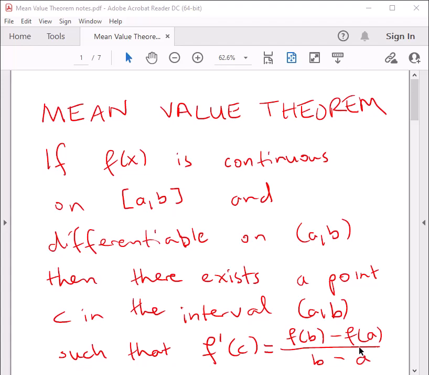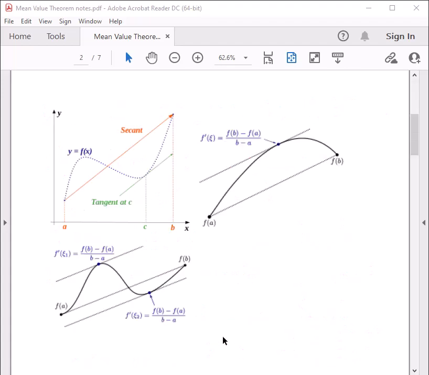This is the slope of the line connecting the endpoints a, f of a and b, f of b. And then the derivative at c means the slope of the tangent line to the graph of the function at some c. So there must be a point like that which has the same slope as the line connecting the endpoints. Graphically you can think of it like this.